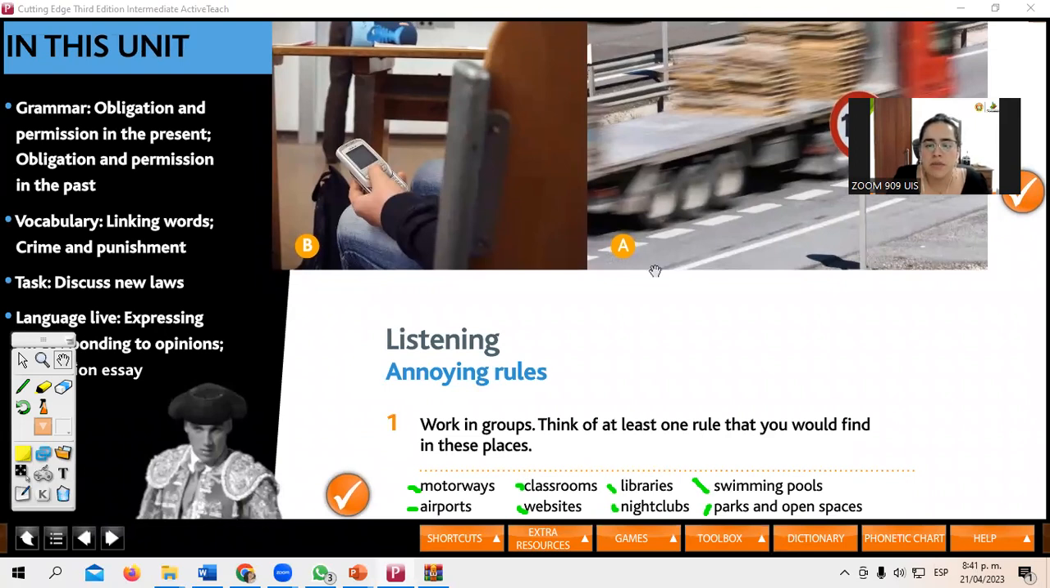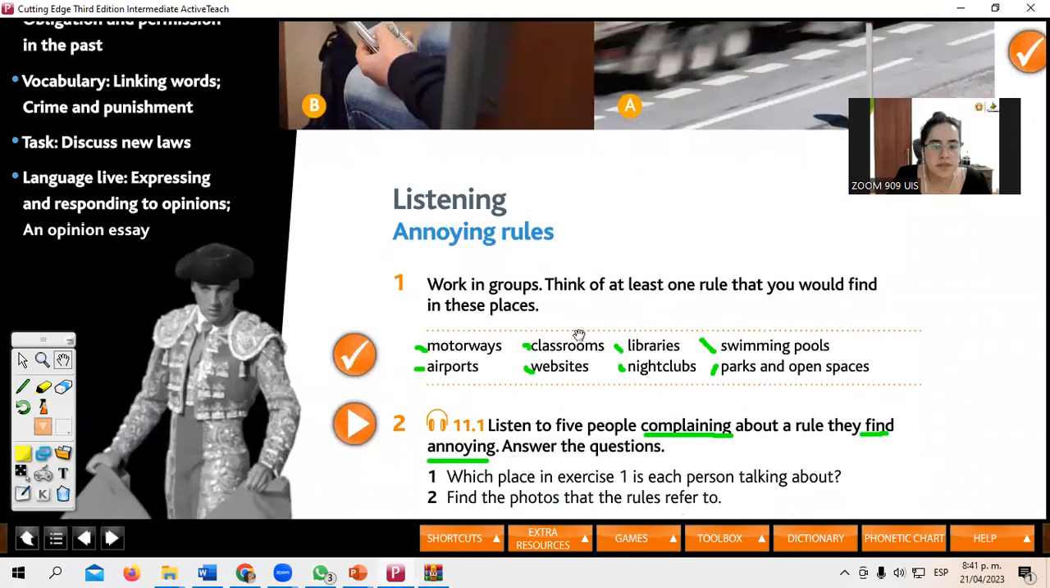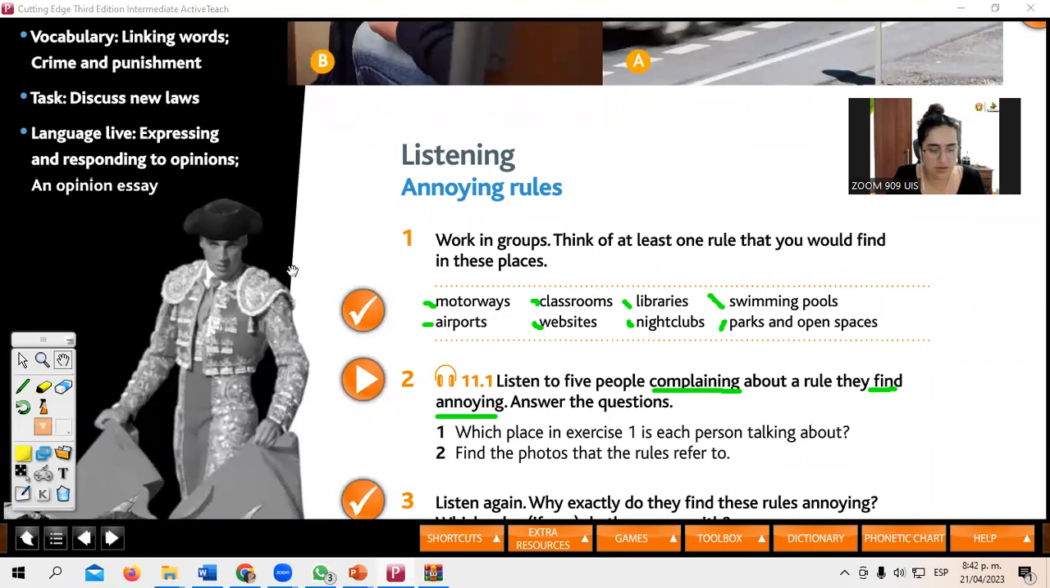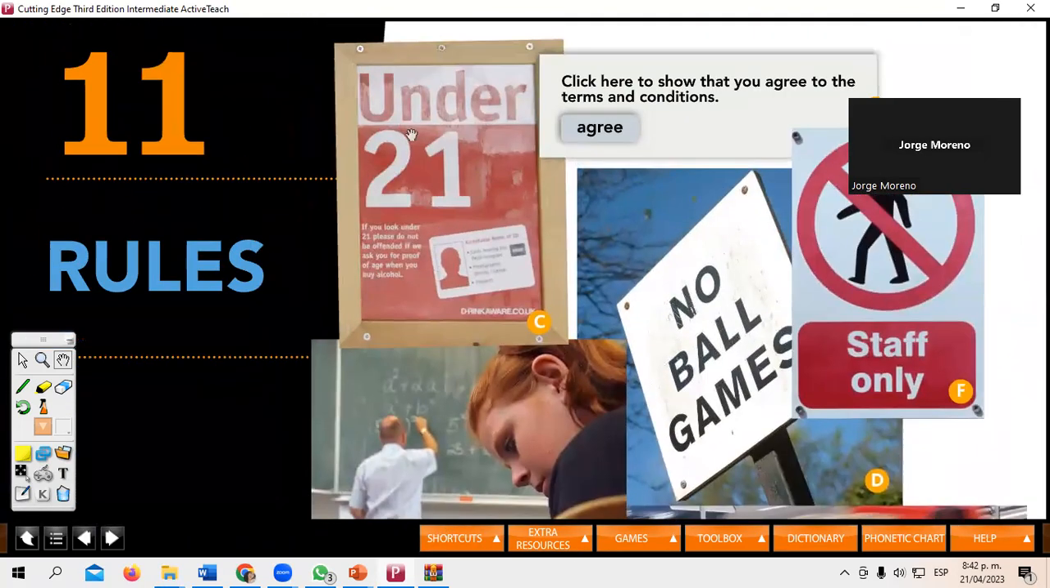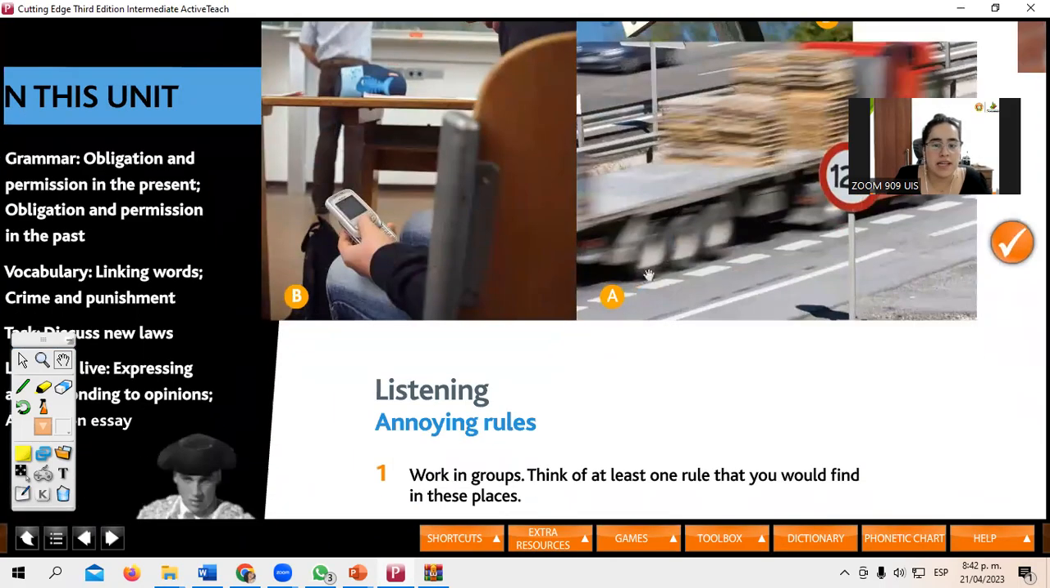And the last, maybe we ask Sergio. What is the last place that they mentioned? Teacher, nightclub. Nightclubs. And what is the picture? The picture is number C. Yes, picture C. Under 21, please, if you look under 21, please do not be offended if we ask you to prove of age when you buy alcohol. Yes, very good. Okay, guys.